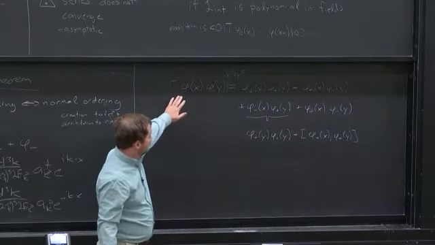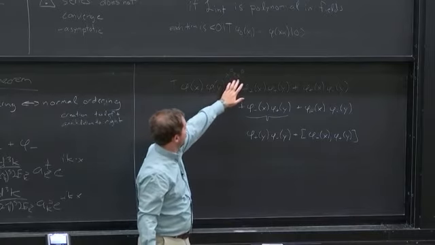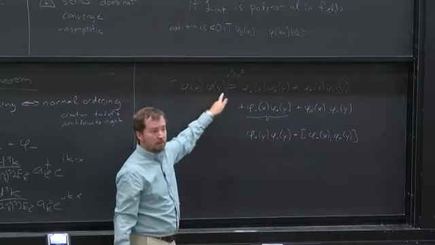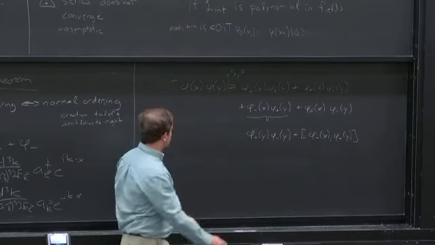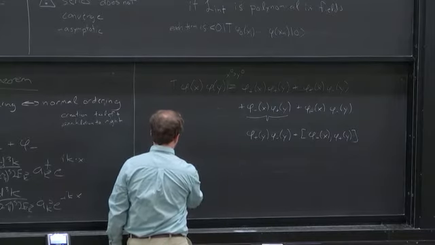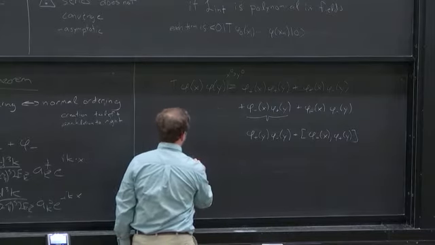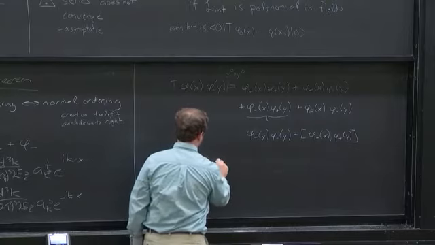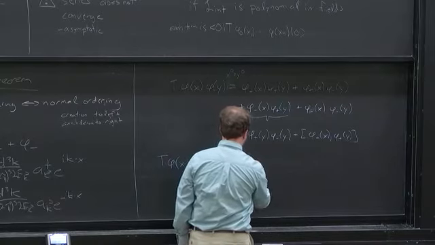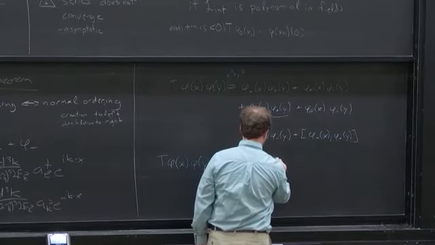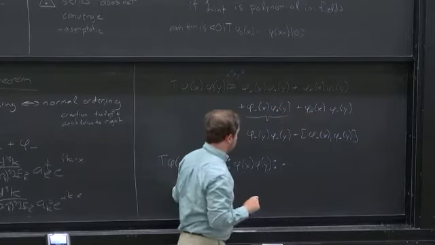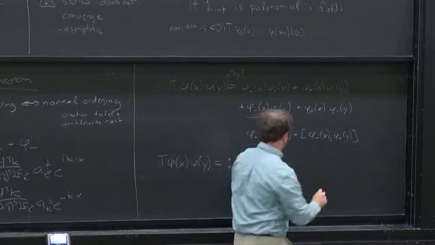And so this is for the case x naught is greater than y naught. If y naught is greater than x naught, then we're essentially interchanging x and y. So in general, if we combine the two cases, we can get that the time-ordered product is equal to the normal ordered product plus, well, we have commutators. We have two commutators.